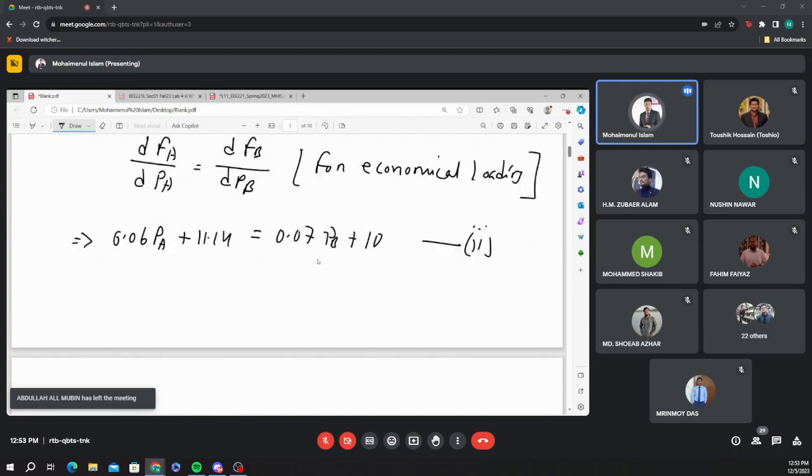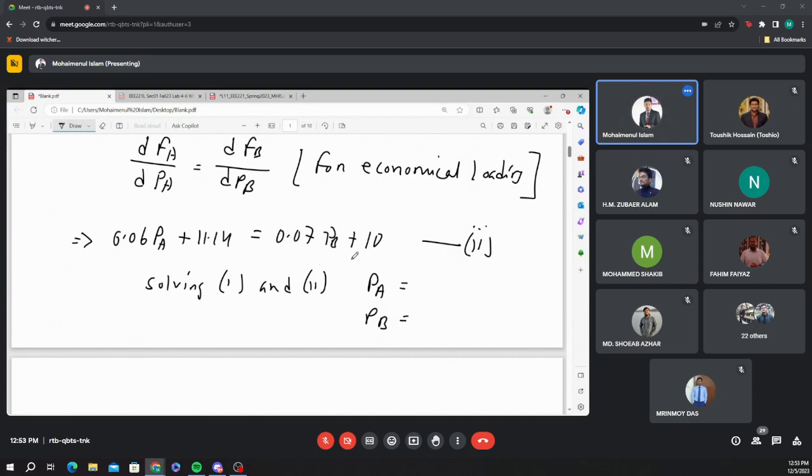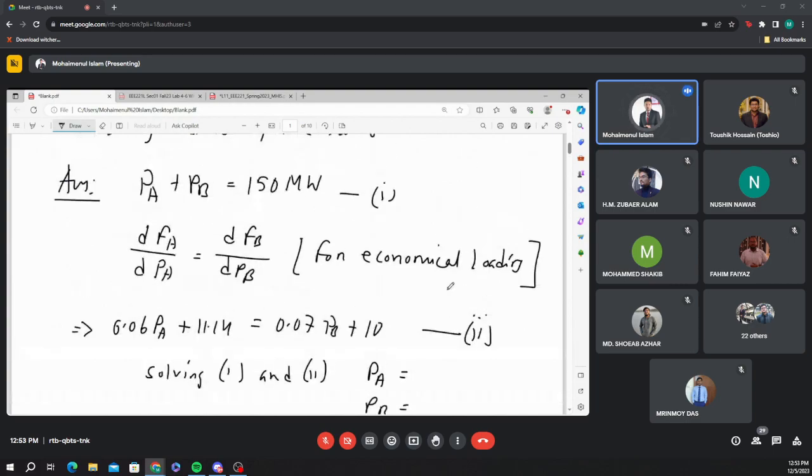So can you please solve these two equations? A very simple equation. So please solve it and find the value of PA and PB. Can you please solve it? I will provide you 2 or 3 minutes to solve the equation. Okay, put the PA into these equations. Suppose PA equals 150 minus PB. So from 1, put the equations here, then calculate to get PB. If you get PB, you can again get PA. So what are the values for PA and PB?